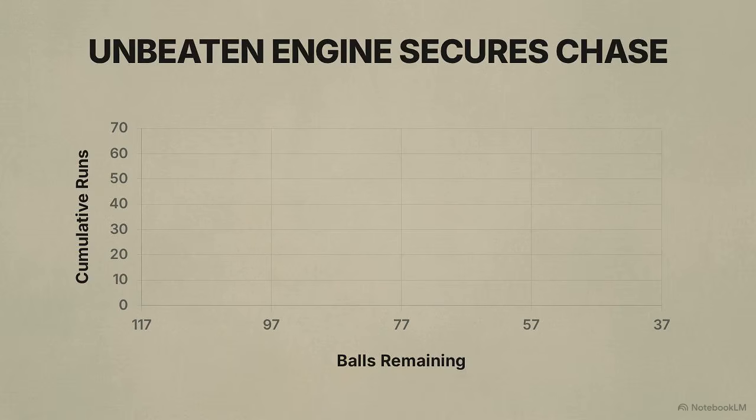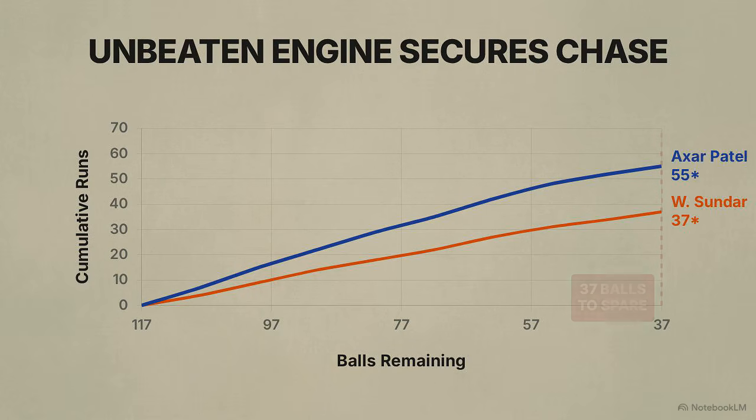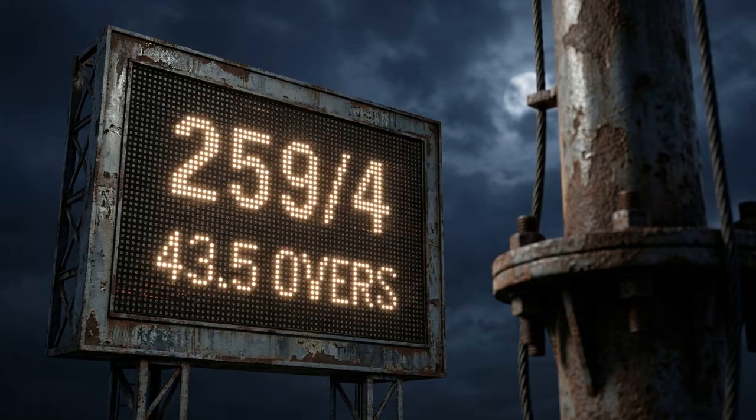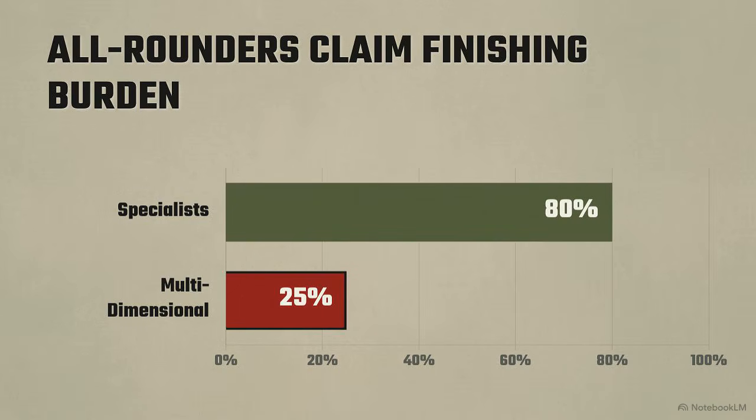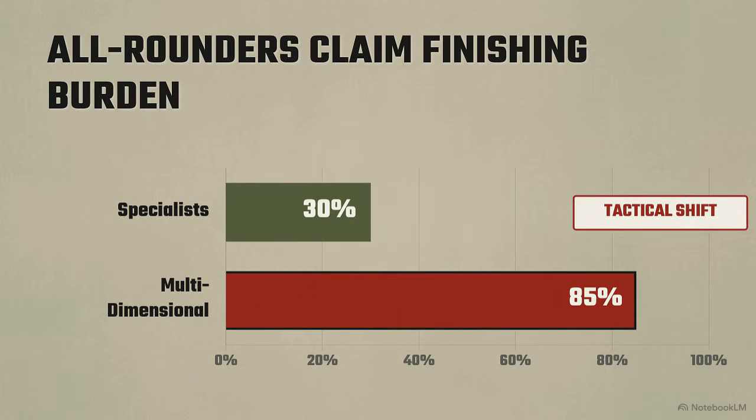This chart shows the momentum of the final partnership, tracking the runs scored by Axar Patel and Washington Sundar against the remaining balls in the innings. The duo delivered an unbeaten stand, finishing the chase with more than 6 overs to spare. This result shifts the tactical burden of finishing games away from specialist batters and onto multi-dimensional players.